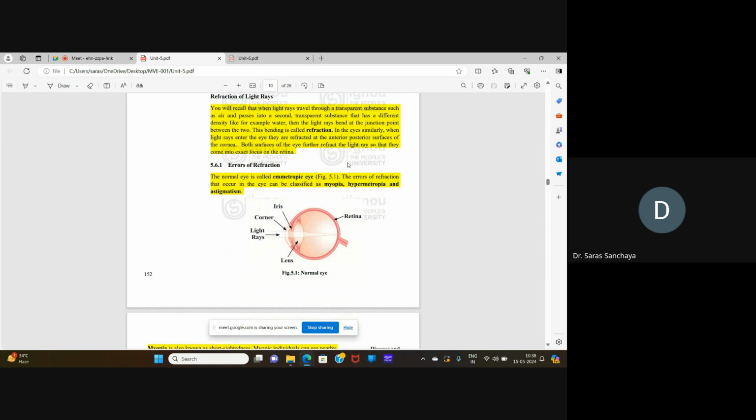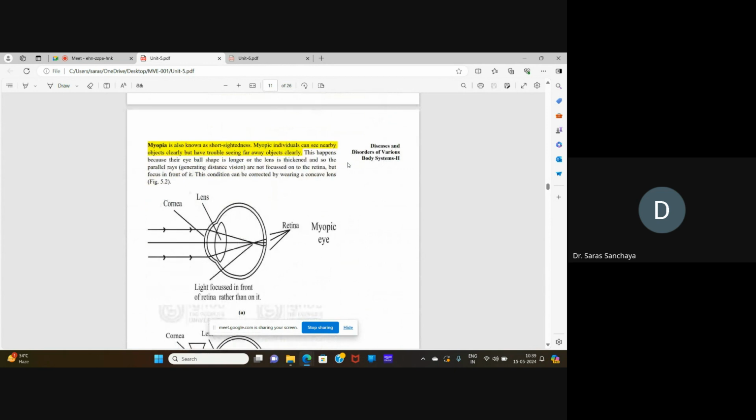The normal eye is called an emmetropic eye. The errors of refraction that occur in the eye can be myopia, hypermetropia, and astigmatism. Myopia is also known as short-sightedness. Myopic individuals can see nearby objects clearly but have trouble seeing far away objects clearly.